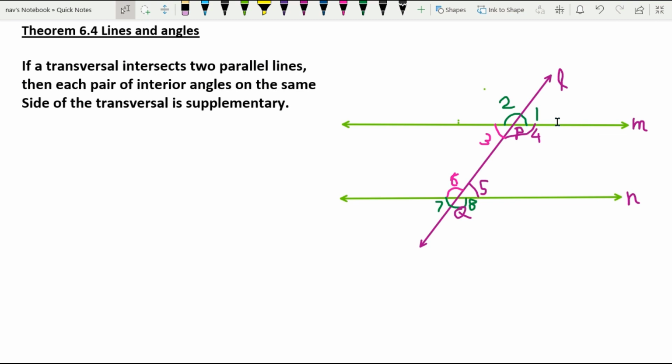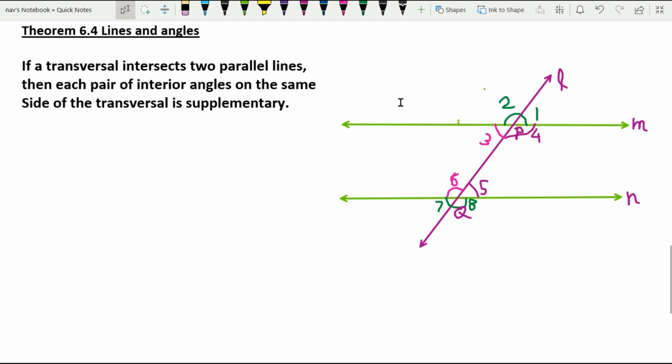Today we are going to see Theorem 6.4 of lines and angles. The theorem states that if a transversal intersects two parallel lines, then each pair of interior angles on the same side of the transversal is supplementary.